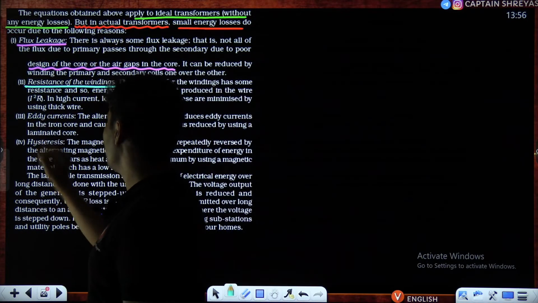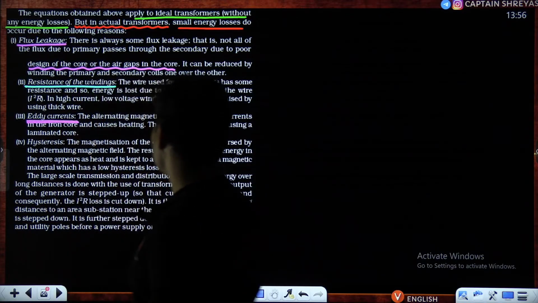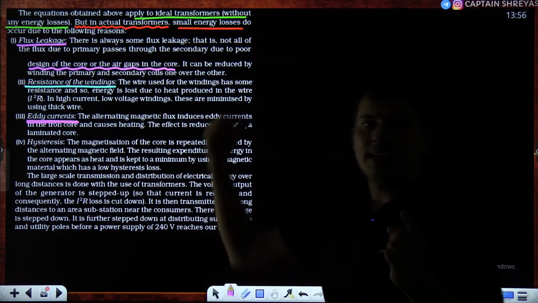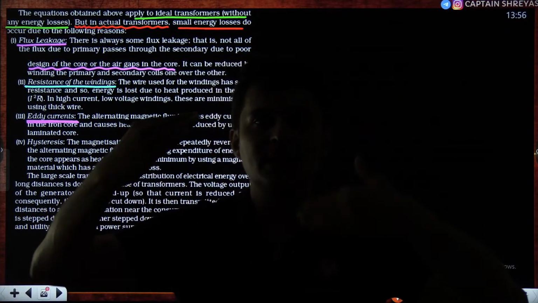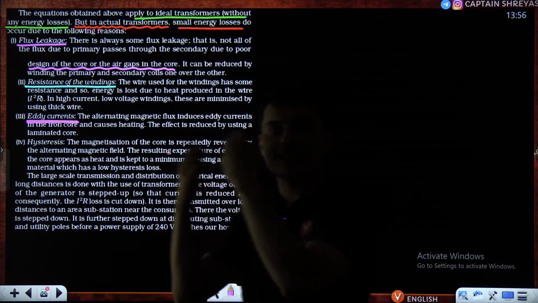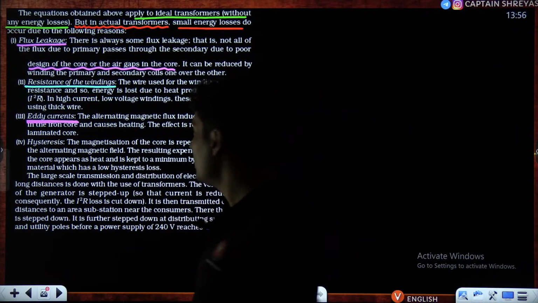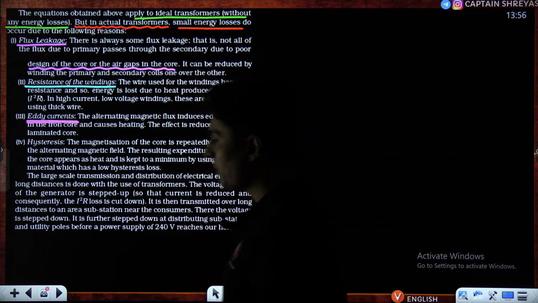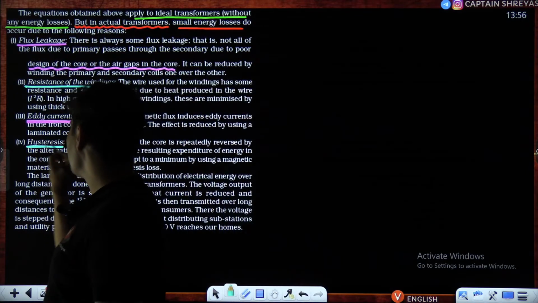Third loss is eddy current loss. Remember, when currents producing magnetic fields are changing, the changing magnetic field creates current loops, which creates more heat loss. So that loss is also there. Also, the last loss is hysteresis loss.